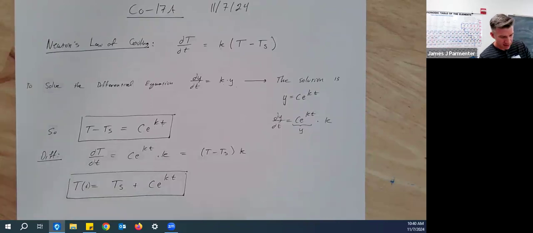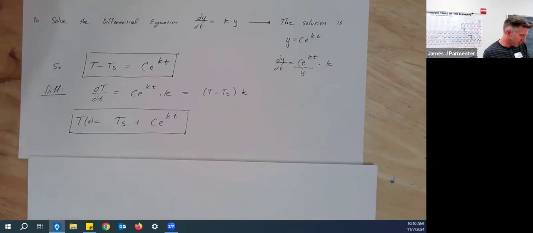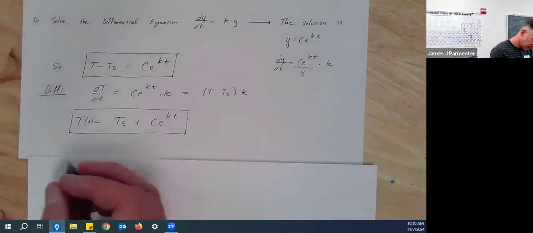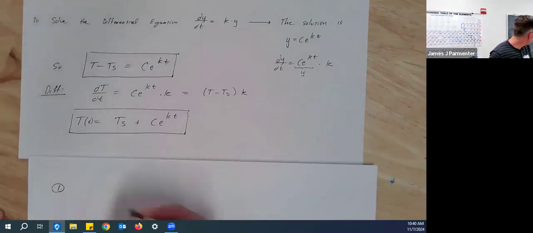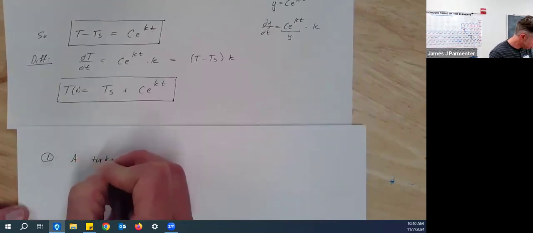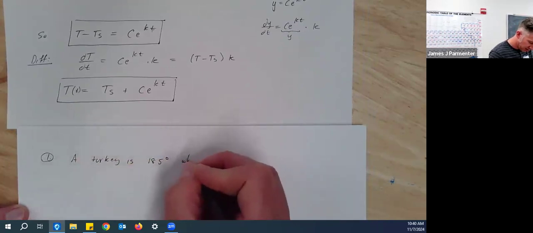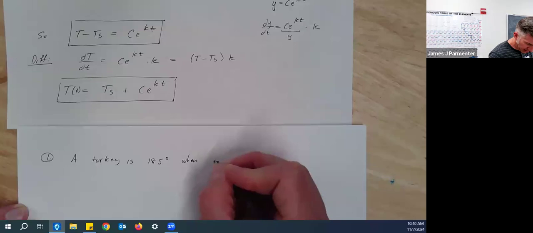So we're going to use that to answer a question, a thematically appropriate question since it's the month of Thanksgiving. So here's our question that we're going to look at. A turkey is 185 degrees. That's probably too hot if you want it to taste good when taken out of the oven.